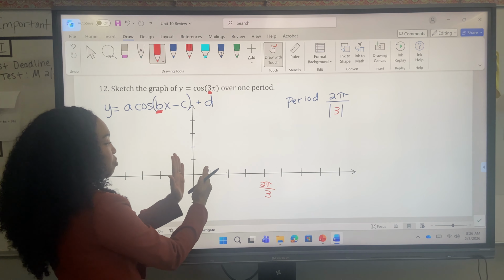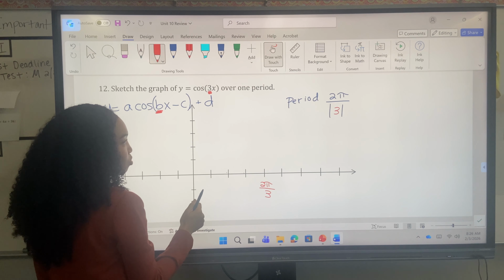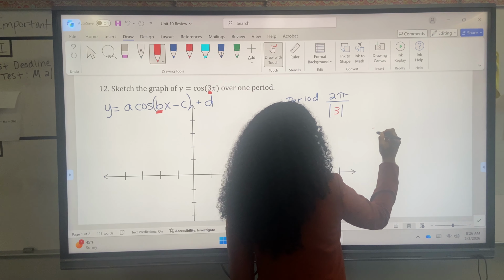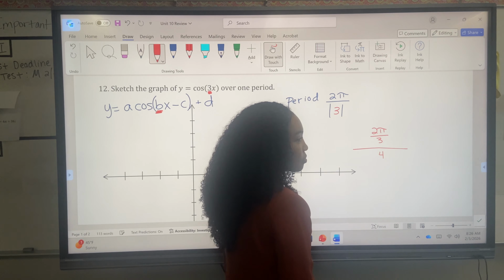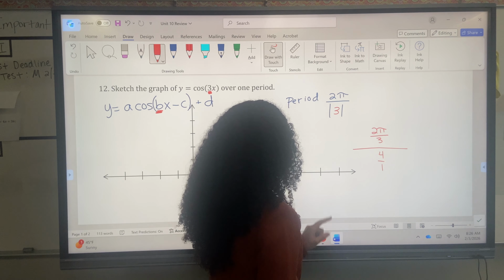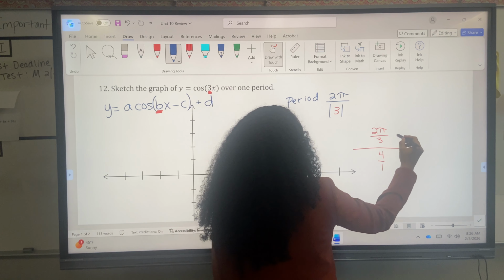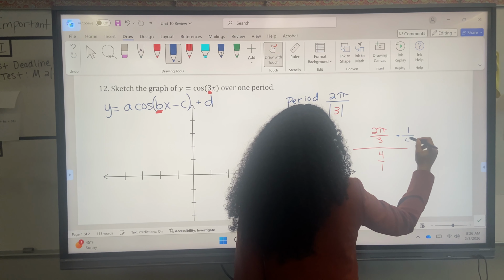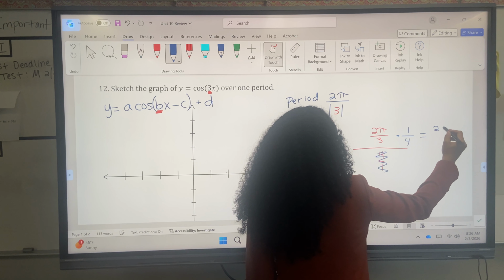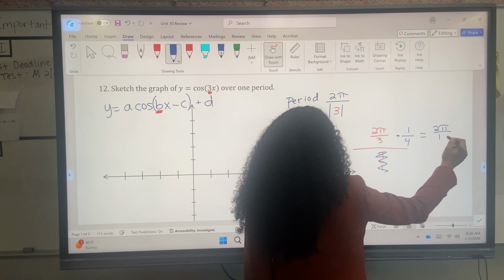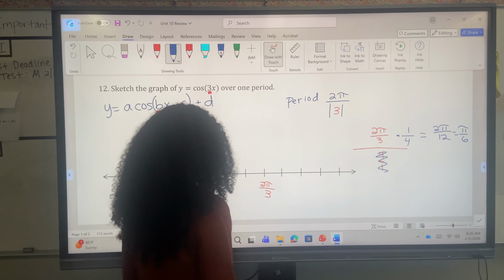And now you need 4 equal sections. So I'm going to divide 2 pi over 3 by 4. So I'll do the math over here. 2 pi over 3, divided by 4. Whenever you're dividing fractions, you flip the second one and multiply. So this is like multiplying by 1/4. And then you multiply across. So you have 2 pi in the numerator and 12 in the denominator. This simplifies to pi over 6. So that's your first tick mark.